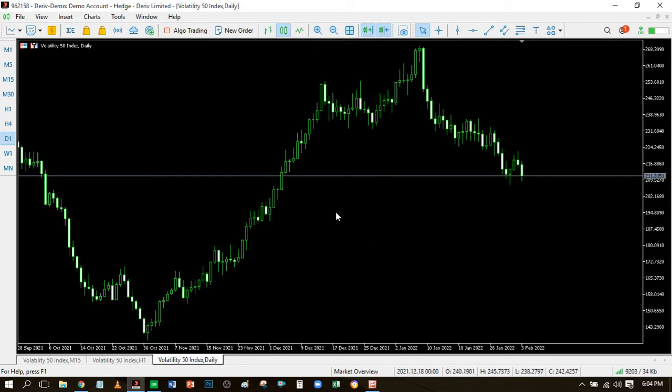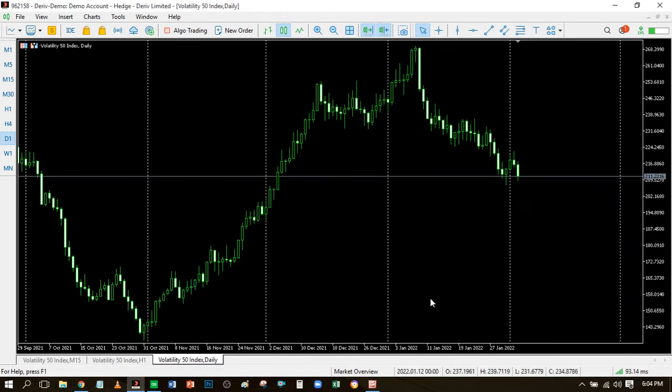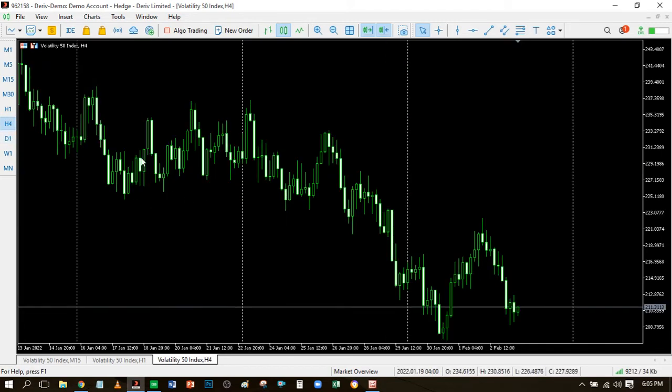Now the first thing I want to do is I want to add my period separator. I think that should be Control Y. All right, the period separator, you can see period separators, click OK. The reason why I'm adding the period separator is because it's going to demarcate the chart. On the daily chart, it demarcates the chart into months. This section is a month, this section is a month, this section is a month. Now on the 4-hour, this section is a week, this section is a week, this section is another week.